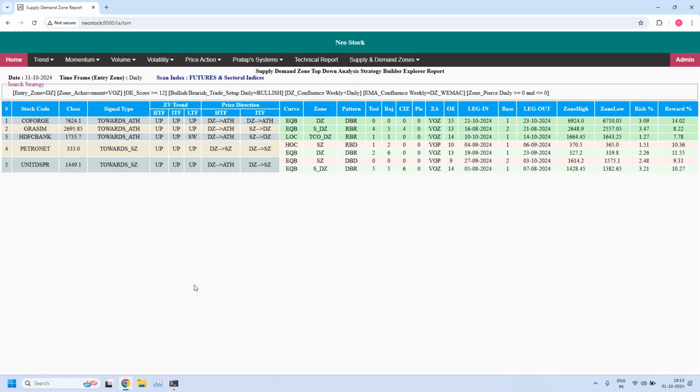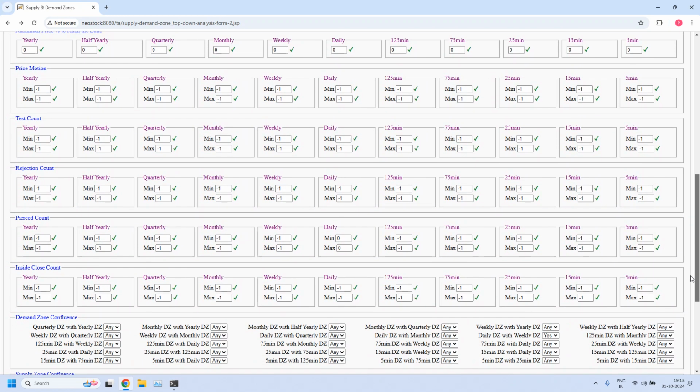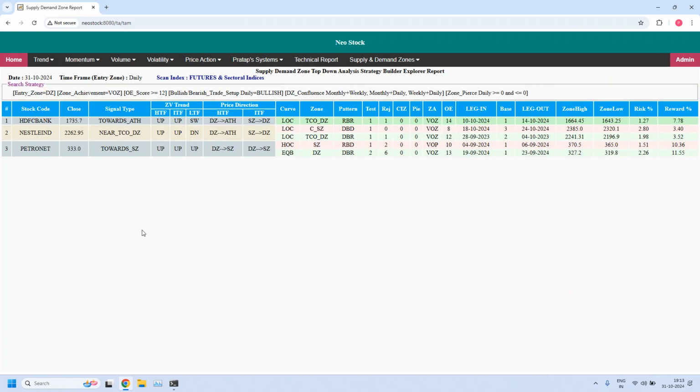Next set of high probability setup stocks is based on LTF, ITF, HTF demand zone confluence. So I'm removing this EMA filter. So now in the demand zone confluence, three filters we should set. Already one filter is enabled, that is daily with weekly demand zone confluence. Next, daily demand zone with monthly demand zone confluence. Weekly demand zone with monthly demand zone confluence. With all the three filters, we got three stocks. These three stocks are supporting LTF, ITF, HTF confluence. That means the daily zone is part of the weekly zone, both together again part of the monthly zone.